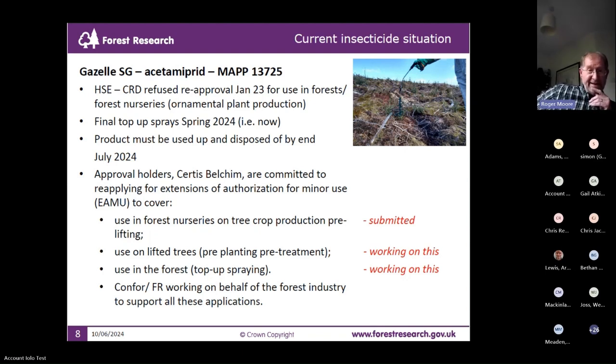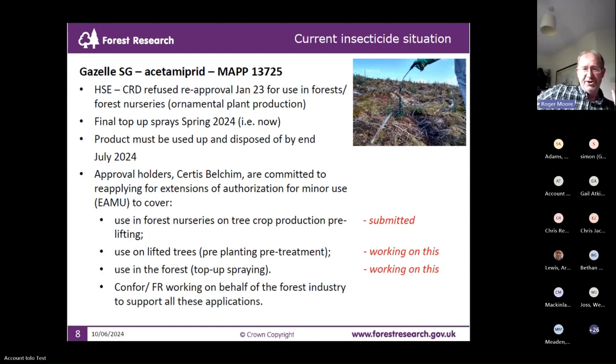2024. What I can say is the approval holders, understandably, Certis Belchim, are committed to reapplying for extensions of authorization for minor use at EAMUs, to cover the use in forest nurseries on tree crop production before lifting. That has been submitted, and Forest Research and Confor have been working very hard on this, principally Ian Willoughby, who I mentioned earlier, but myself and my colleagues at NRS have been contributing to that as well. So it's submitted, not heard yet as to what the result of that will be.